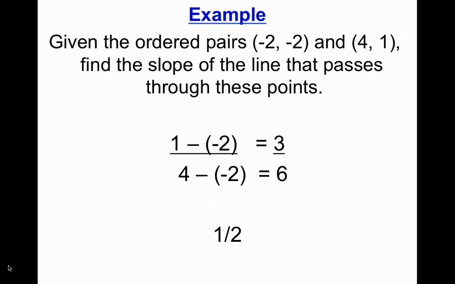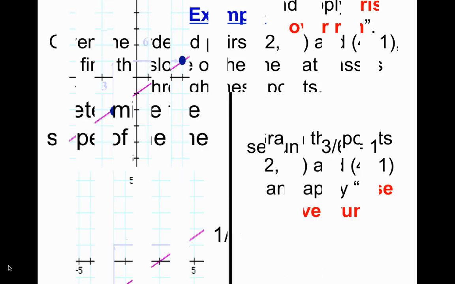Here's an example, the ordered pair, -2 and -2 and 4 and 1. We're going to take the difference between the y's, that's 1 minus a -2, and that's the same as 1 plus 2 equals 3. The next is 4 minus a -2, and that's the same as 4 plus 2 gives me 6. So my slope is 3 over 6, or 1/2.